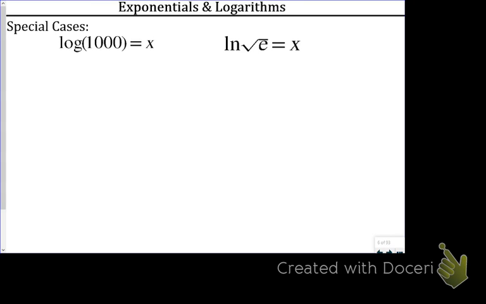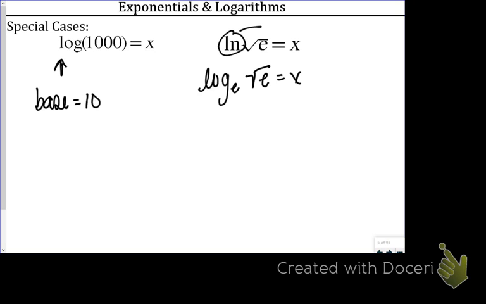Now, here are some special cases. When we look at this first one, log of 1,000 equals x, we don't see a base written right there, do we? So anytime that we don't see the base written, we have to understand that that is a base of 10. And then when we see an ln, that's the same thing as log base e. So the square root of e equals x, okay? These two things are equivalent. Natural log is what we call this, and all it means is that it has a log with a base of e.